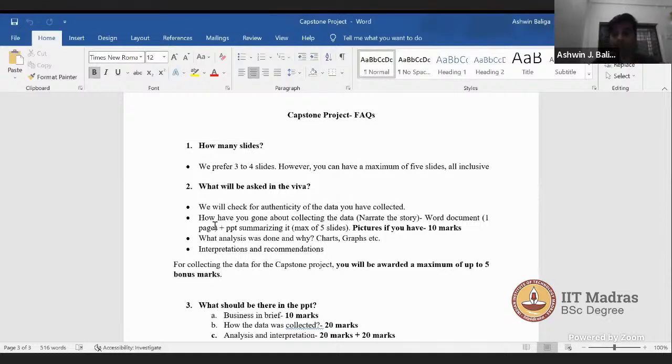Finally, there will be one slide with interpretations and recommendations. So what recommendations would you give to the shopkeeper? The Viva Capstone project is for a total of 20 marks. We'll conduct it for 100 marks and then bring it down to 20. In addition, since you are exerting extra effort, up to 5 marks are awarded for the data you have collected, but that depends upon its authenticity. Minimum you can get 1. If you have collected the data really well, you will get 5 marks.